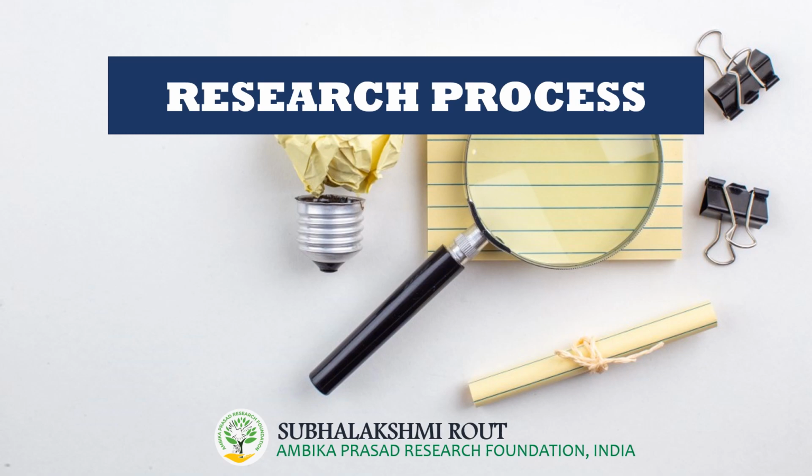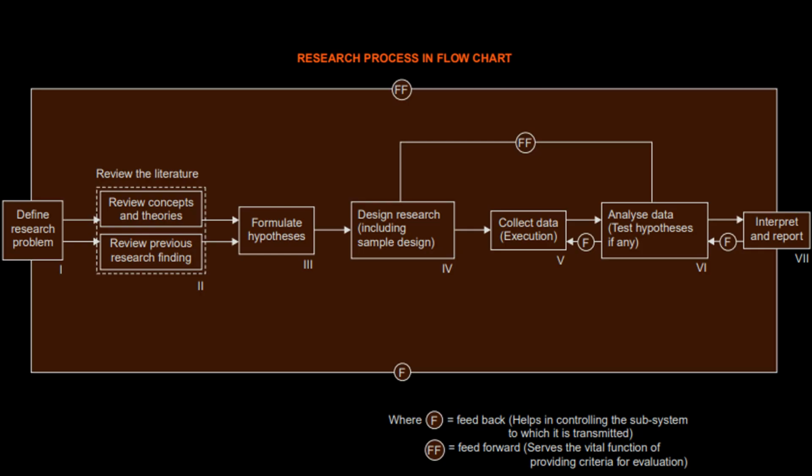So let's start. A process consists of a series of actions that are required to effectively carry out research, and we have majorly 7 steps here. In the first step, we have to define a research problem. In the second stage, we have to review the literature, all the concepts and theories about the problem. Then in the third step, we have to formulate a hypothesis.